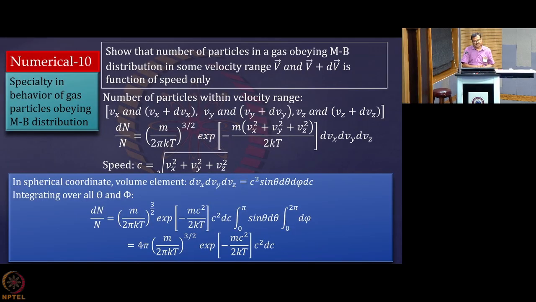speed distribution. Okay. So, we see that it is a function of speed only. Although the c square term does not appear in the velocity distribution, it appears in the speed distribution only because of this integration that has taken place. Okay.